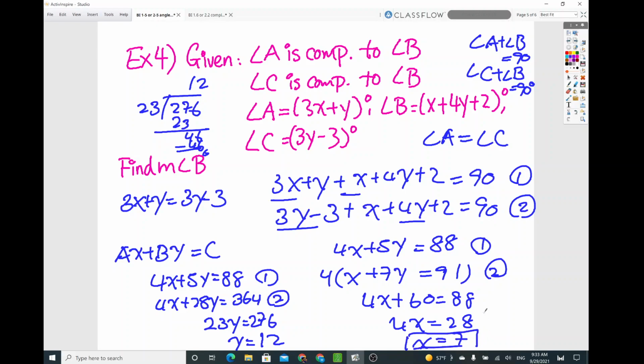Once you solve for x and y, you just plug the numbers back into the expression for angle B. So angle B is x, 7, plus 4 times y, so 4 times 12, which is 48, and then plus 2, so 48 plus 2 is 50, plus 7, so 57 degrees.